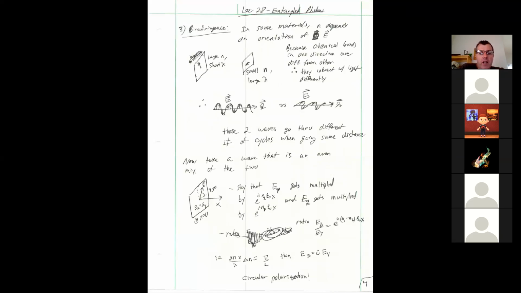Now here's where it gets kind of fun. We can play with something called birefringence. The idea is that there are materials where the refractive index depends on the orientation of the E field.